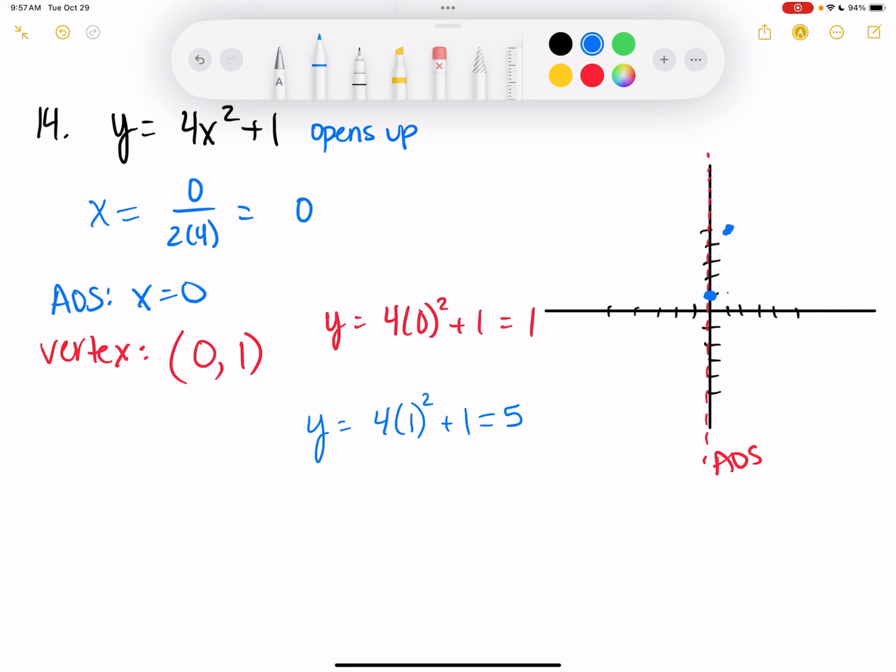Where else do I have a point? Right there on the other side of the graph. What point is that? Negative 1. Negative 1, 5.